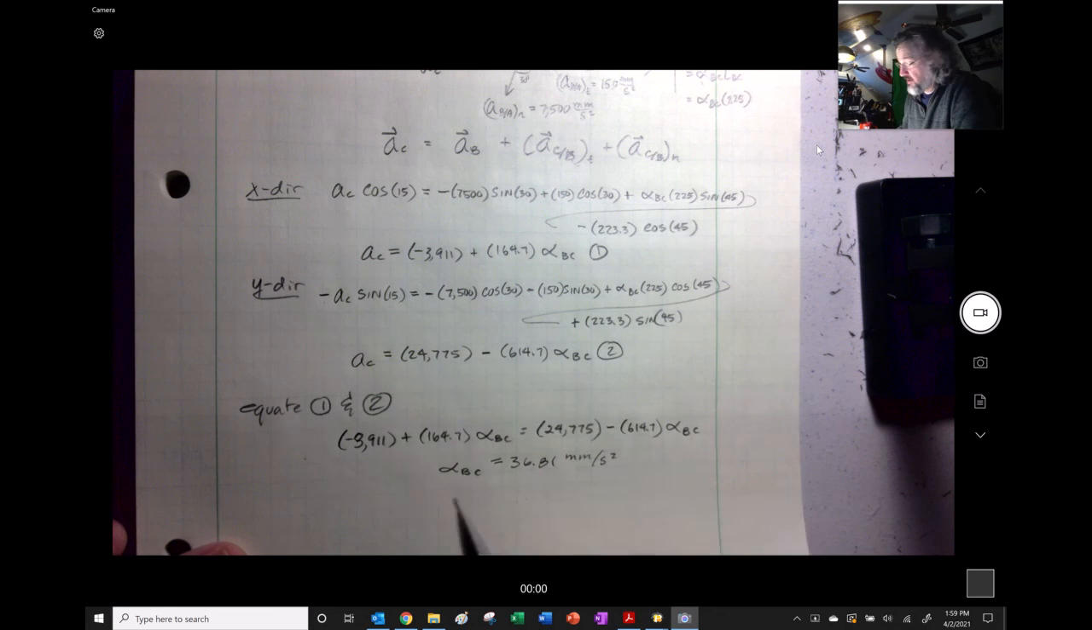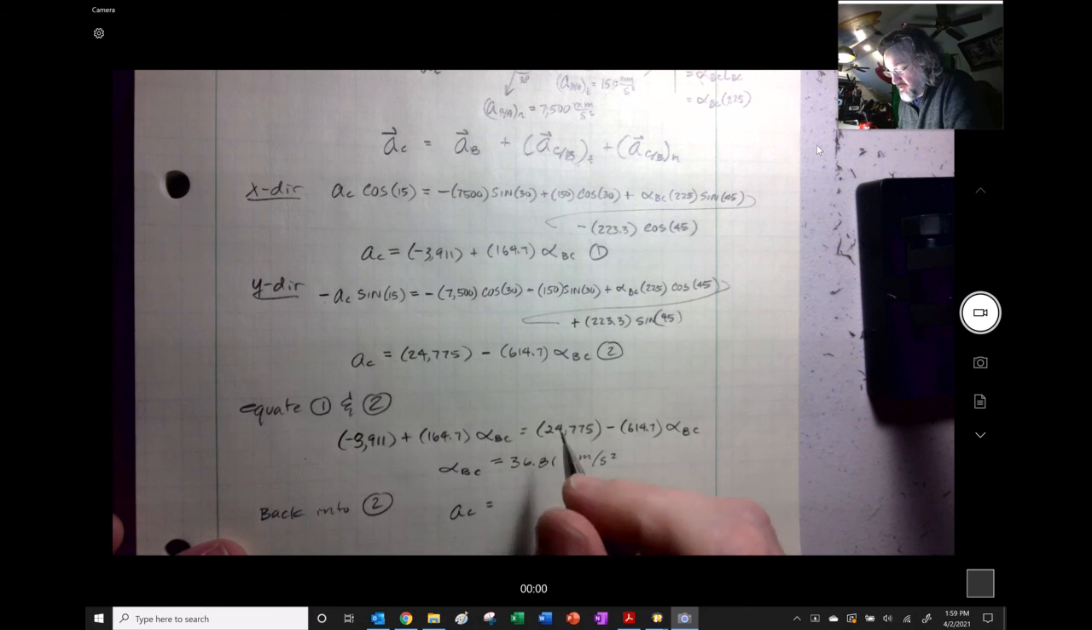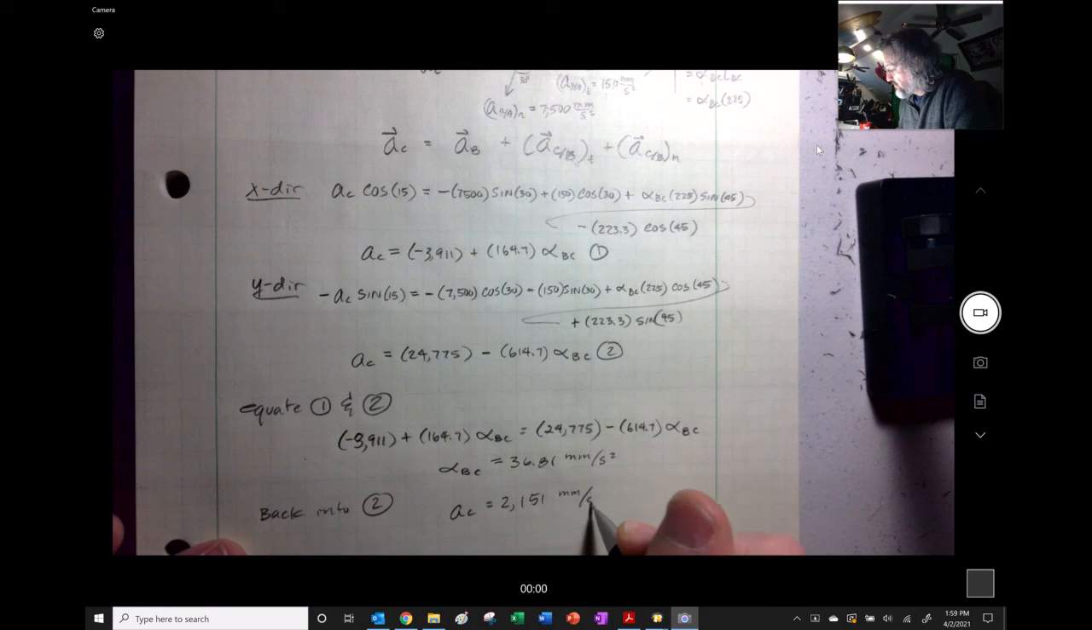I guessed correctly, and now I can plug this back into either of them and come up with my answer. So that came up to 2,151 millimeters per second squared.